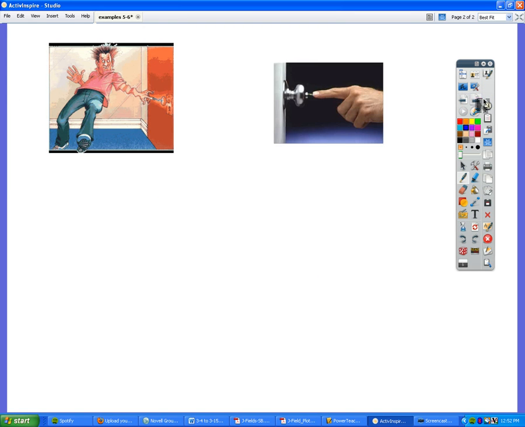Let's go on to number 6. In number 6, it says Amir shuffles his feet across the living room rug. He builds up a charge on his body. A spark will jump when there's a potential difference of about 9,000 volts between the door and Amir's hand. So we know that the potential difference in this picture needs to be about 9,000 volts before that spark actually lights up Amir's hand.